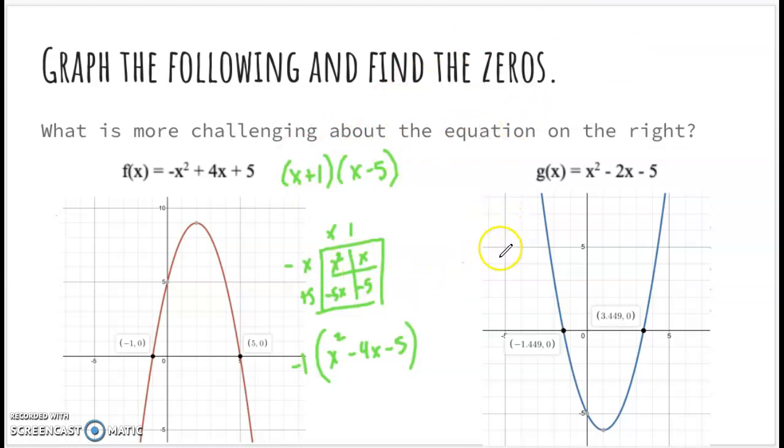But the point here with this one, in fact, I'm going to undo that negative that I added in there. So the point here then: what is more challenging about this equation on the right? Hopefully you see it doesn't actually have nice zeros. You have to do a lot of rounding here, so that makes this problem a bit harder to factor. Just because you have factors doesn't mean that it will factor nicely.